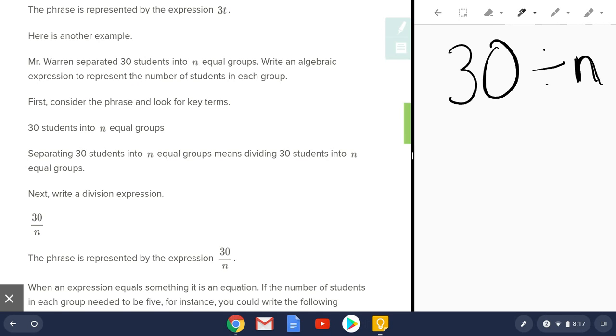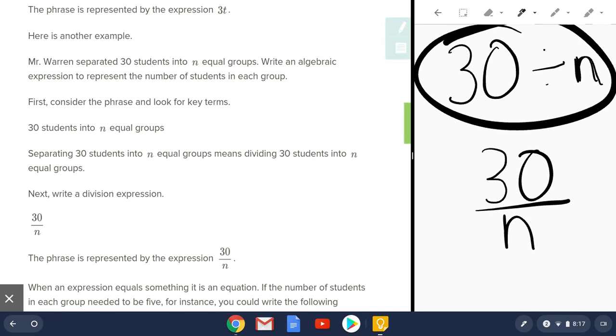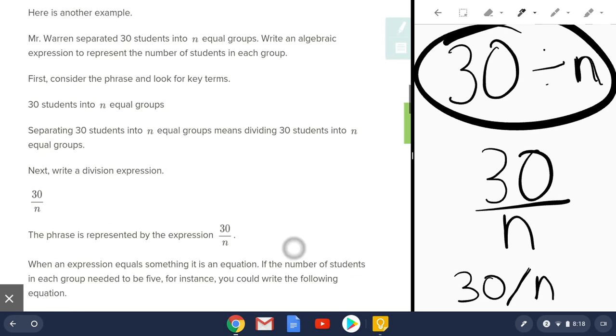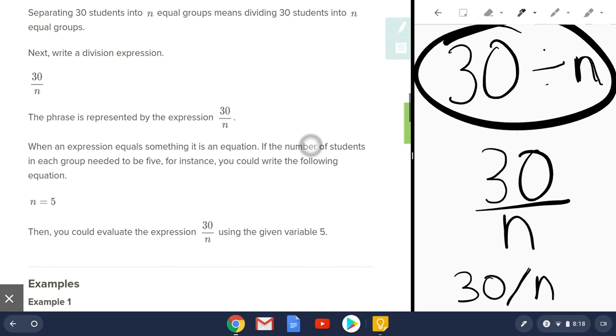If you said fraction bar, you are absolutely correct. So we could write 30 over n because that represents division. Now later when we have homework, you can absolutely do your 30 divided by n. That is easy peasy lemon squeezy. You could also show, I'm going to just show right here, 30, and then you can do the little backslash n. I would absolutely accept that as an answer as well.